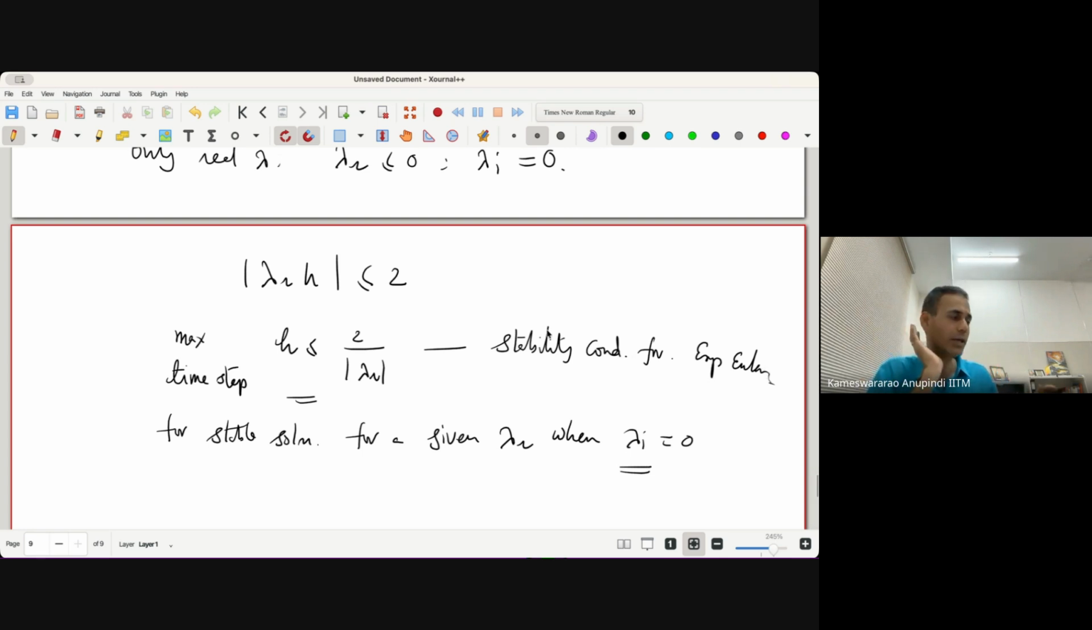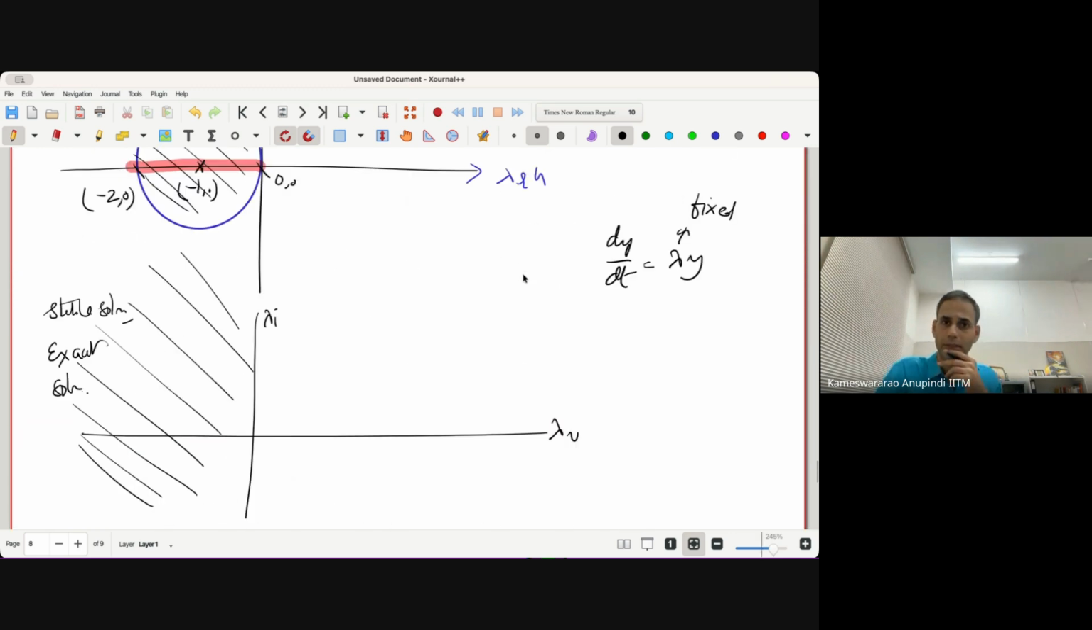Okay, otherwise we have seen that modulus of lambda times h plus 1 should be less than or equal to 1. Okay, so that is the first thing we can look at.